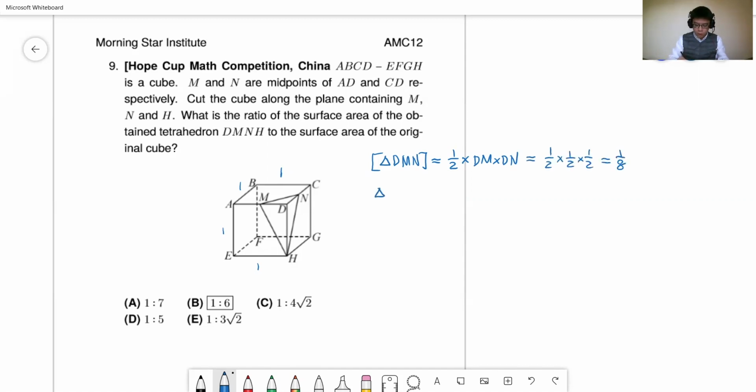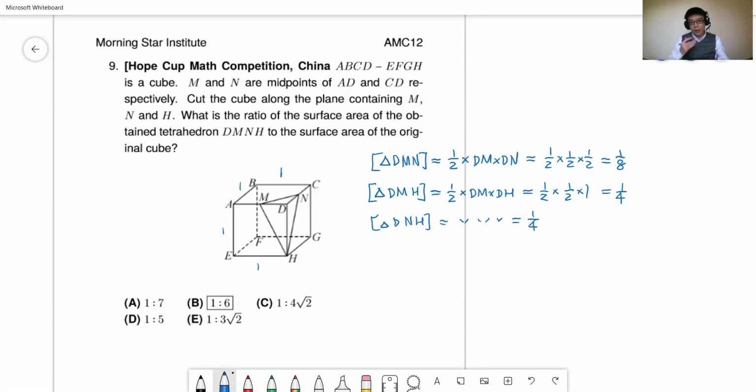And the triangle DMH, the area equals 1/2 times DM times DH. This corresponds to 1/2 times 1/2 times 1. That is 1/4. Okay. Similarly, triangle DNH has the same area, which is 1/4. Okay.